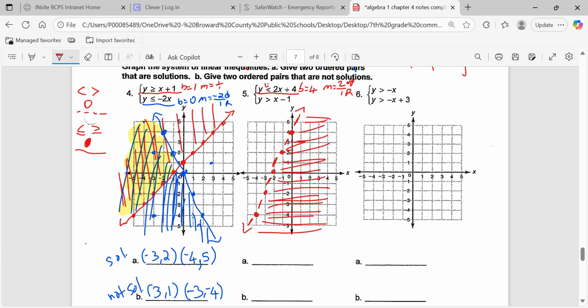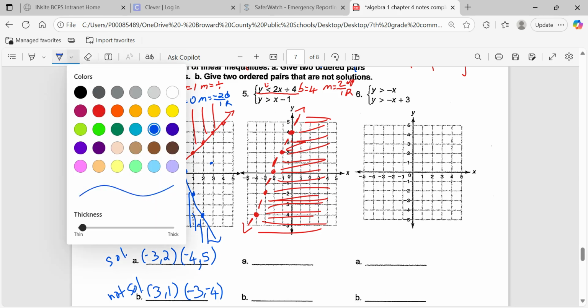Less than, oh, let's put it over here. Less than, we shade below. See that W? Less and below. Greater than is going to go up, above. All right, so now let's look at the next line. We're going to do that one in blue.